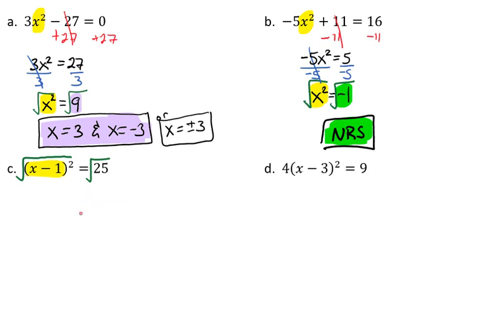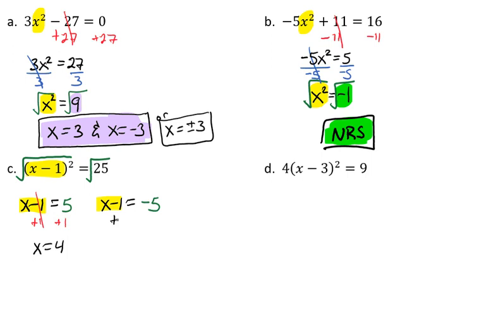So when we square root both sides, that's going to give us x minus 1 equals, now the square root of 25 is 5, but the square root of 25 is also negative 5. So we have two problems we need to work out here. And again, there's our x minus 1 still. So we're going to add 1 to both sides, and that's going to give us x equals 4.